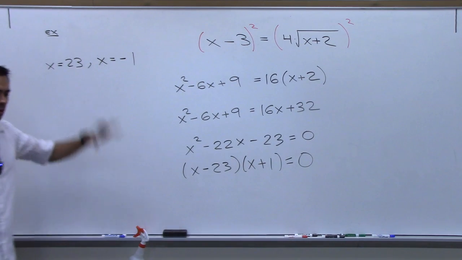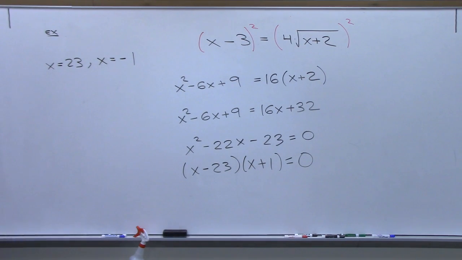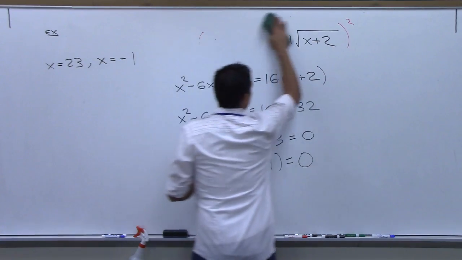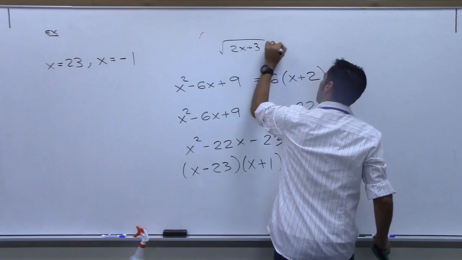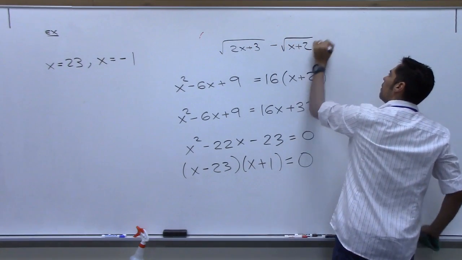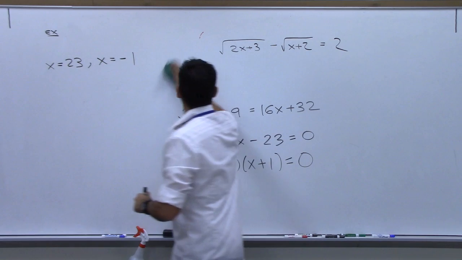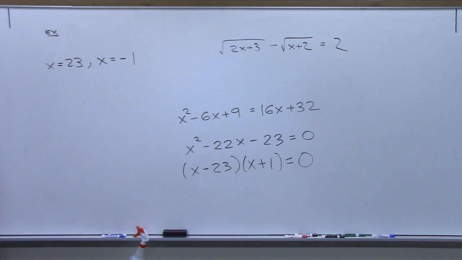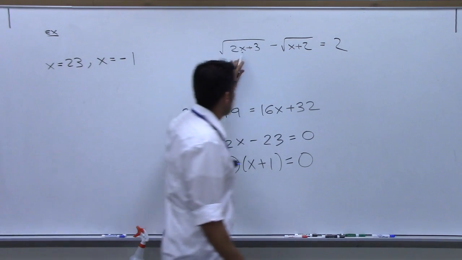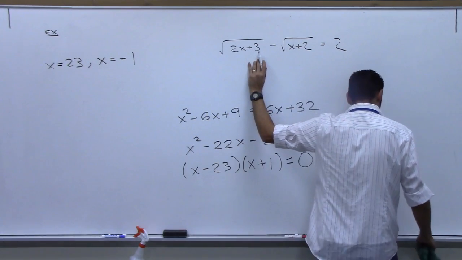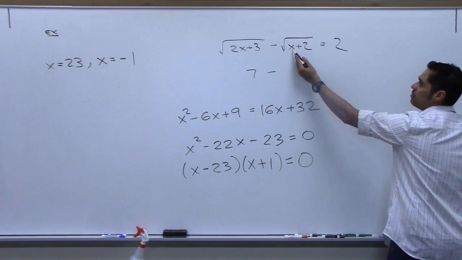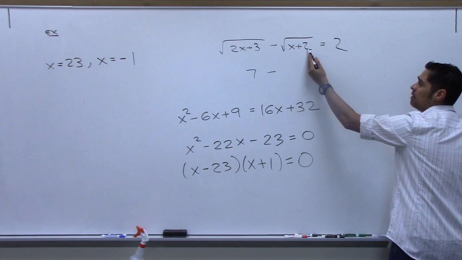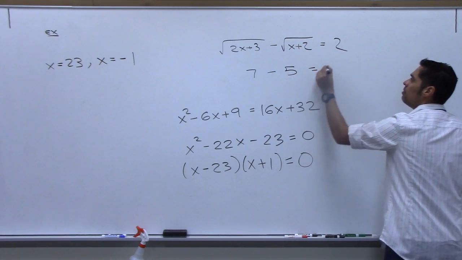Plug it back into the original, which was so long ago, I don't even remember what it is. It is 2x plus 3 minus square root of x plus 2 equals 2. All right, there it is. That's what we need to check it in, right? So shall we try 23? 2 times 23, 46 plus 3, 49. Square root of 49 is 7. Minus 23 plus 2 is 25. Square root of 25 is 5.